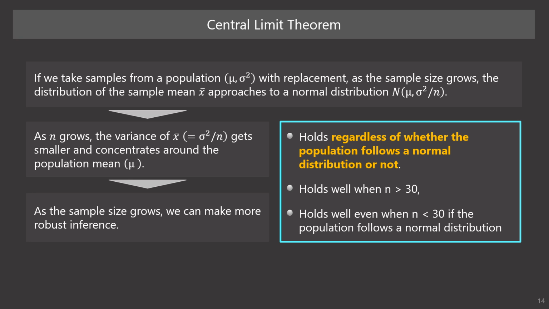When the sample size grows to more than 30, the theorem holds well. And if the population follows a normal distribution, the theorem holds even when the sample size is smaller than 30.